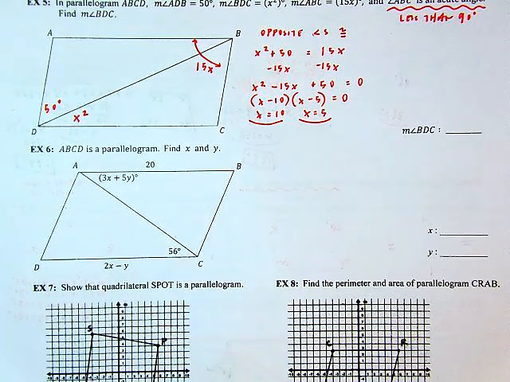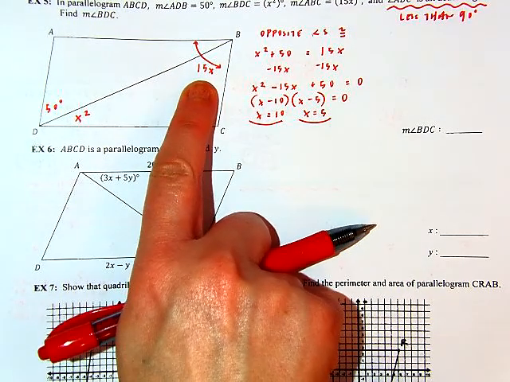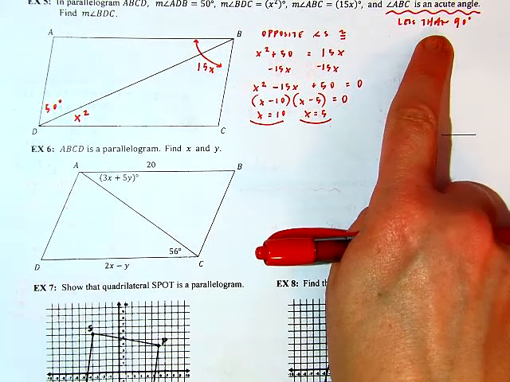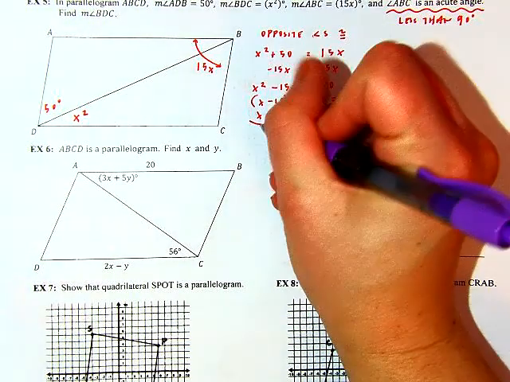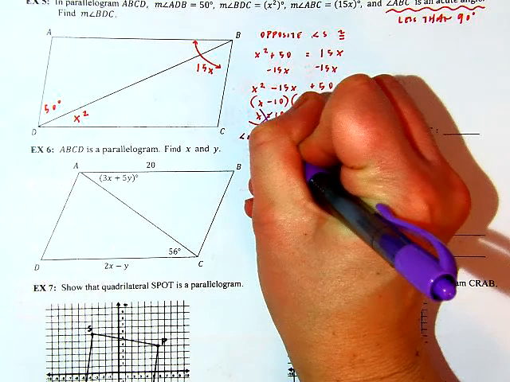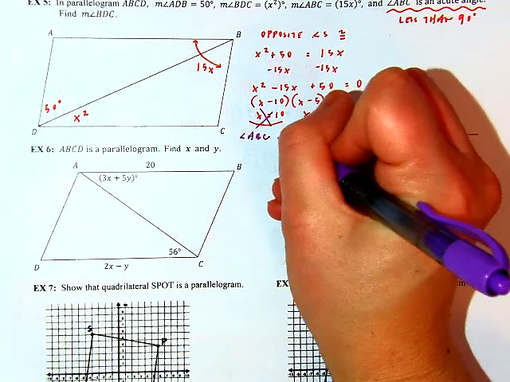So if I plug back in, let's say that I tried that 10, let's say I plugged it back in here, that would give me a measure of 150. That would violate what I'm told right here, that my angle has to be less than 90 because it's acute. So here, this one is not going to work because it would create ABC larger than 90. It would not be acute.